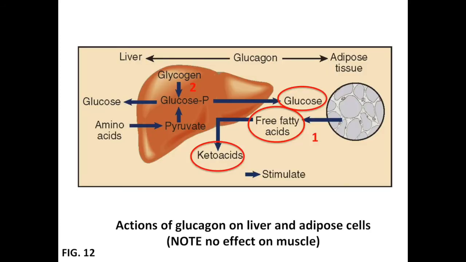So this summarizes what glucagon does. It will stimulate the breakdown of glycogen into glucose. It will create glucose from amino acids, and then it will break down free fatty acids and cause the formation of keto acids in the liver.